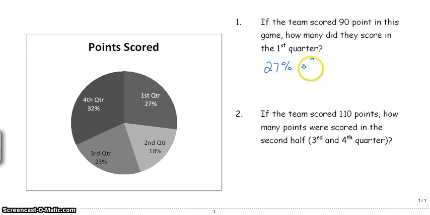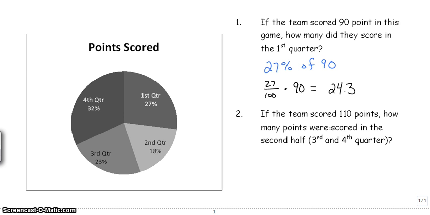So 27% of 90. Remember, we write our percents as fractions. It's 27 over 100. Of means multiplication, 90 points. We do the math. Go ahead and take your calculators out. We can do 27 times 90 and divide that by 100, and we get 24.3.